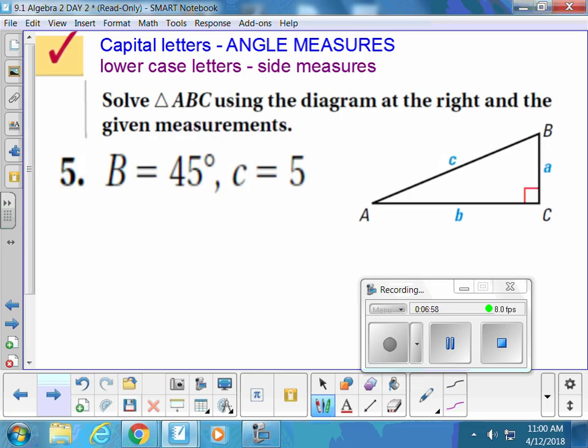I wasn't going to do this, but since I see people writing, let's go ahead and do it. They told me that capital B is 45. I would go up to B and I'd stick that 45 right here in this corner. That's an angle. And they told me that lowercase c is 5.